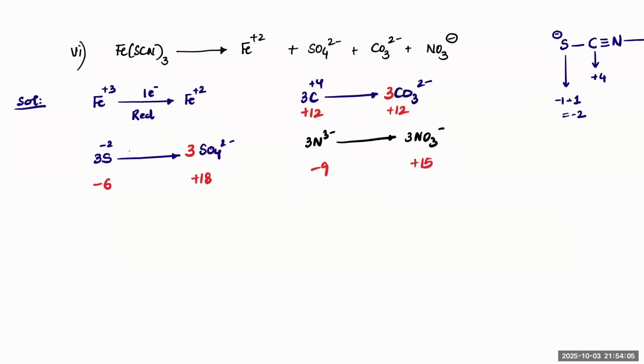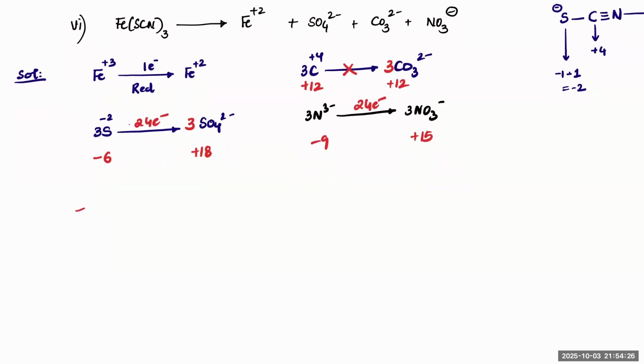Okay. So have you noticed carbon is not involved in oxidation or reduction? But sulfur is definitely involved. How many electrons? 24 electrons. Correct. And -9 to 15, this is also 24 electrons. Correct. So notice the total number of oxidation electrons. How many do we have? 48.